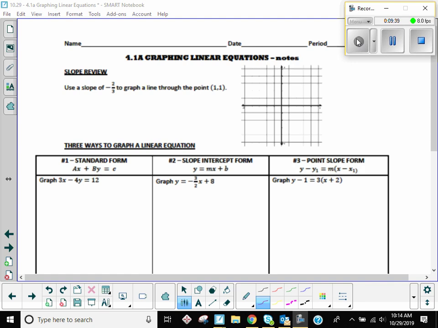As a quick review of just using a point and a slope to graph a line, because we're going to be doing that with 2 of the methods today, there's this little warm-up here that says use a slope of -2/3 to graph a line through the point 1, 1. Which thing do you remember that you do first, the point or the slope? The point, okay? So graph your point at 1, 1. And then there's two different things you can do with the slope to get your next point.